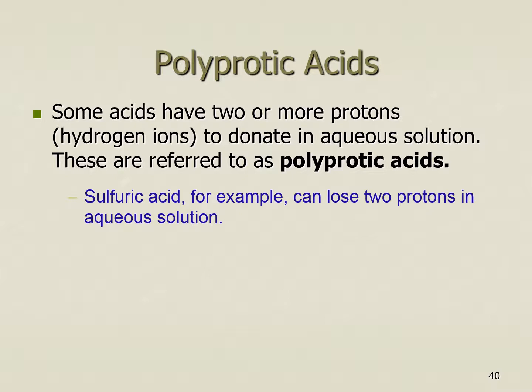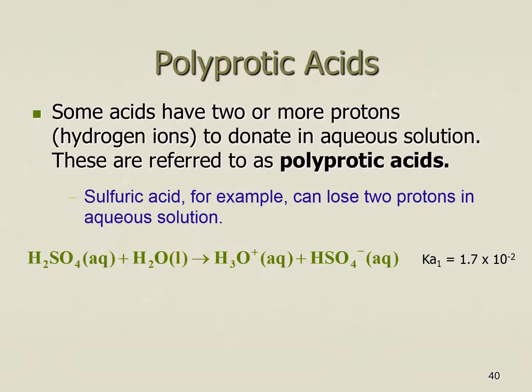All right, so sulfuric acid, for example, can lose two protons. The first acid equilibrium expression is H2SO4 plus H2O gives us H3O+ plus HSO4-. And notice the Ka value for that, 1.7 times 10 to the minus 2. So it's actually pretty large, and we generally say that sulfuric acid completely dissociates.